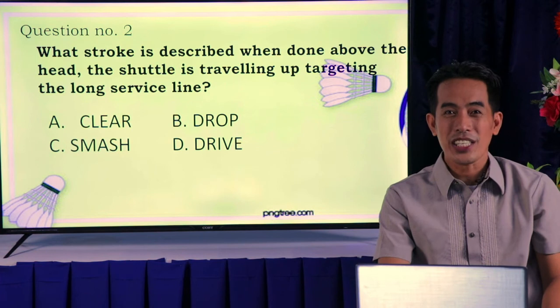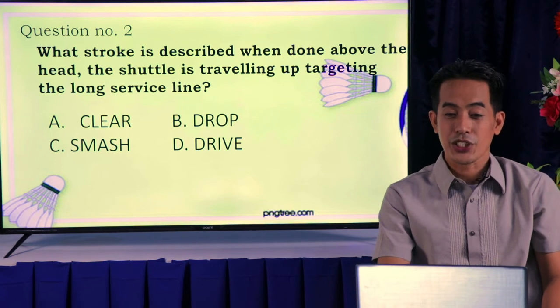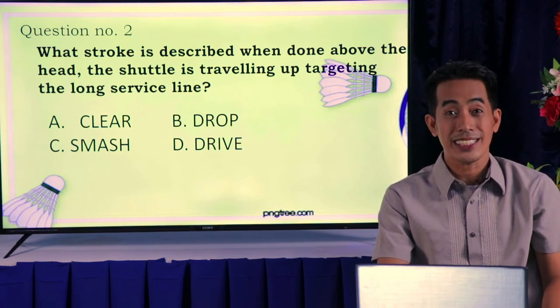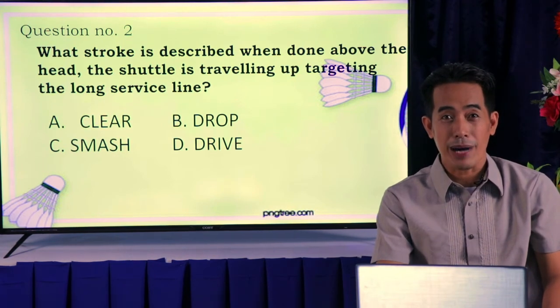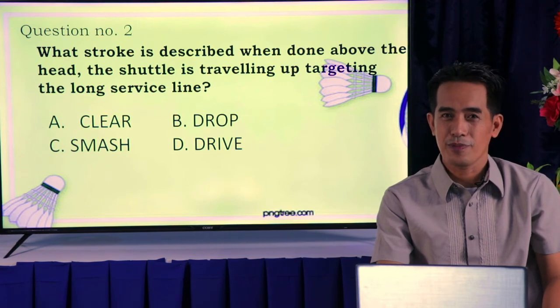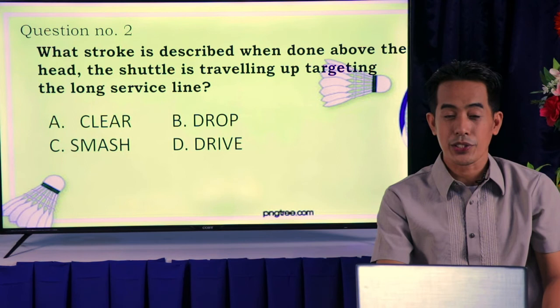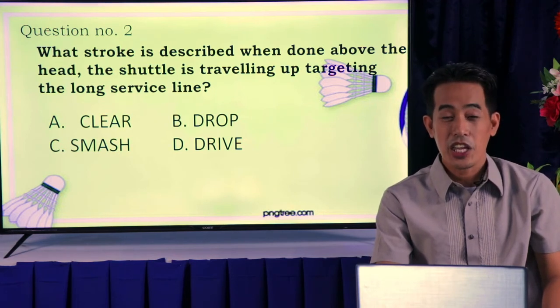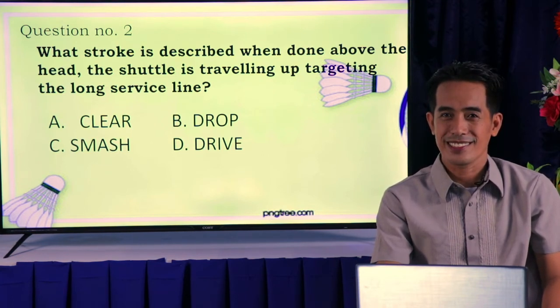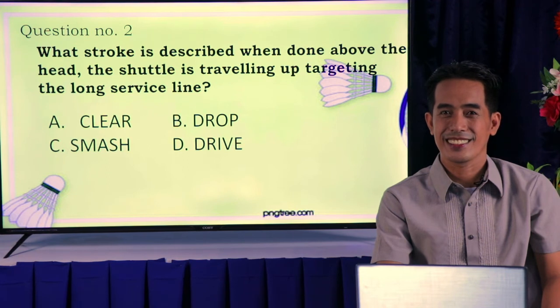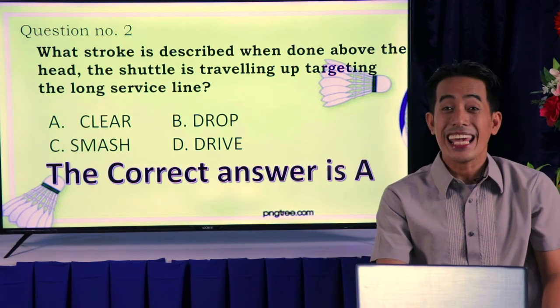21. Question number 2. What stroke is described when done above the head, the shuttle is traveling up, targeting the long service line? A. Clear, B. Drop, C. Smash, or D. Drive? The correct answer is A.